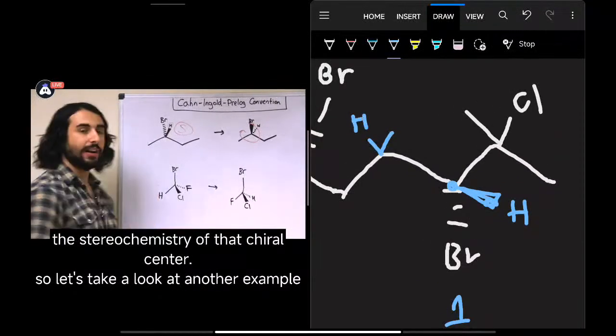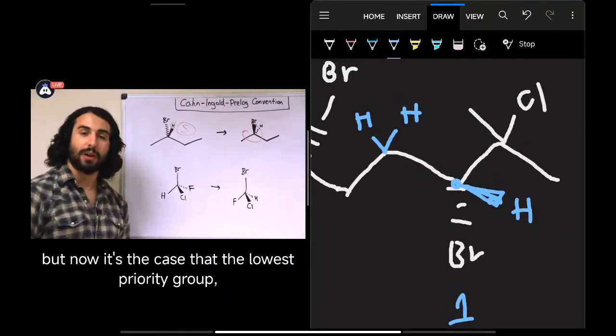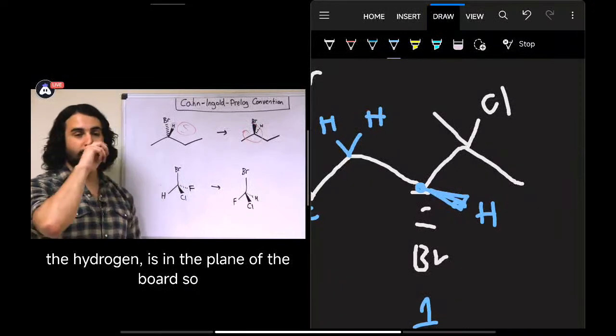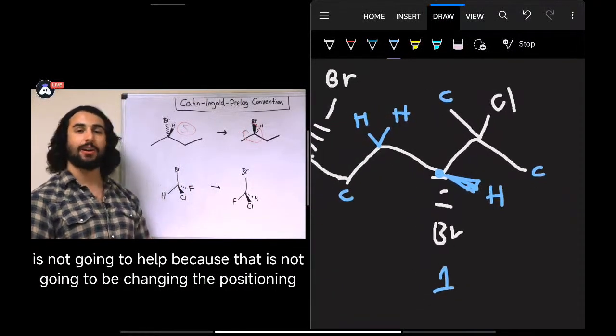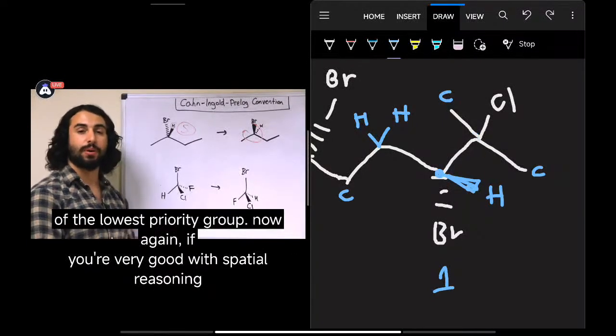So let's take a look at another example. Here, now it's the case that the lowest priority group, the hydrogen, is in the plane of the board. So it's not going to work. Switching the dash and the wedge bonds is not going to help because that is not going to be changing the positioning of the lowest priority group.